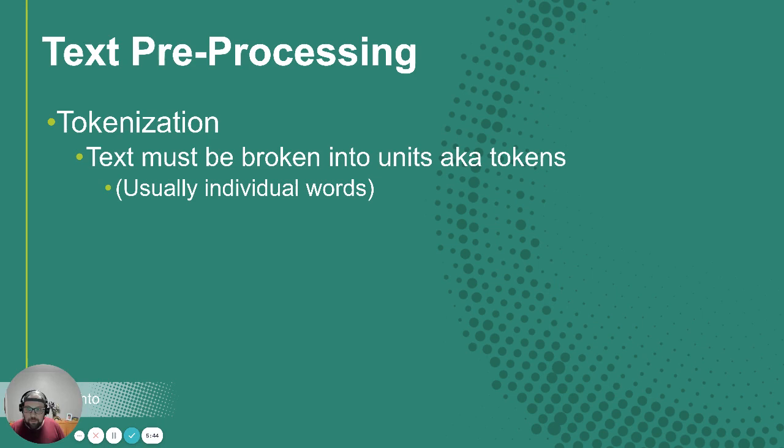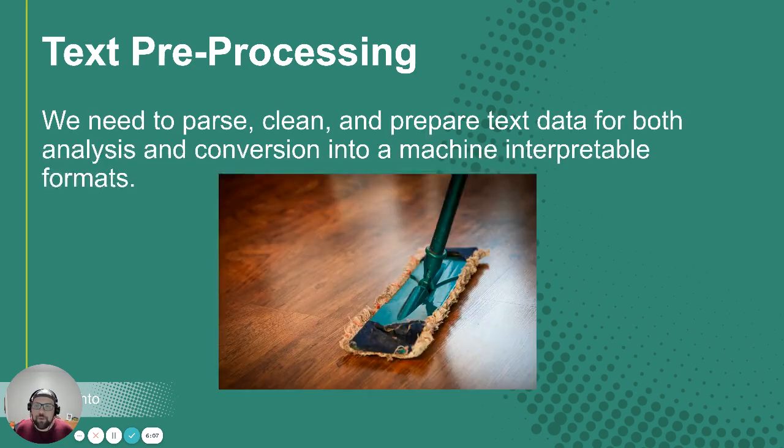Then we're going to do something called text preprocessing. An example of that would be tokenization. To do a lot of the heuristical type NLP analyses for natural language understanding, text is going to need to be broken into units, which we'll call tokens. And they're usually units of individual words.